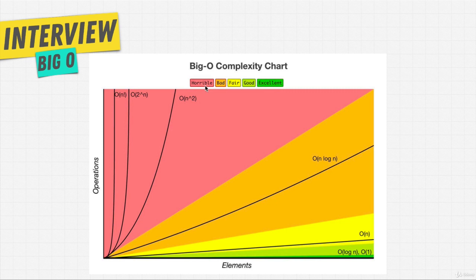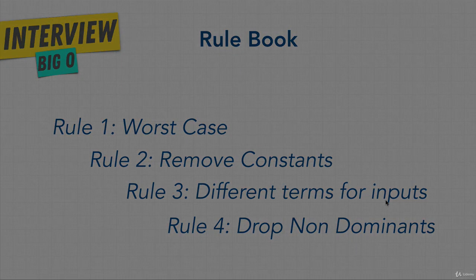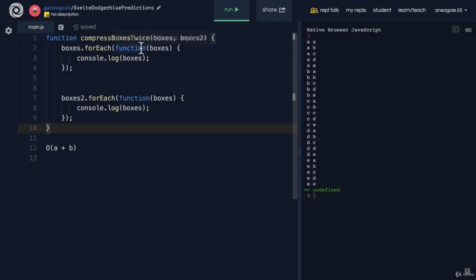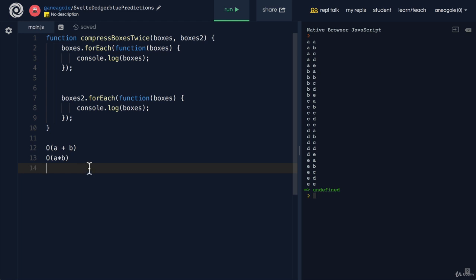If we go back to our rule number 3 that we were discussing, different terms for inputs. Well, going back to that example we had in the previous video, remember this? Well, we said O of A plus B because we had 2 different arrays or inputs. Now, if these loops were actually nested and not one after another, the big O would have been O of A times B. And that is rule number 3.